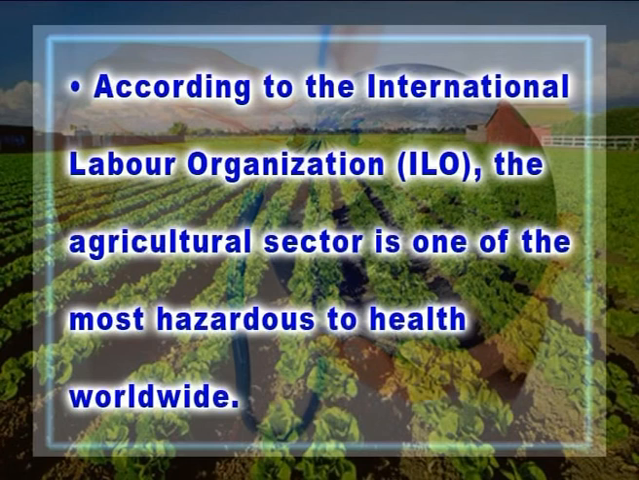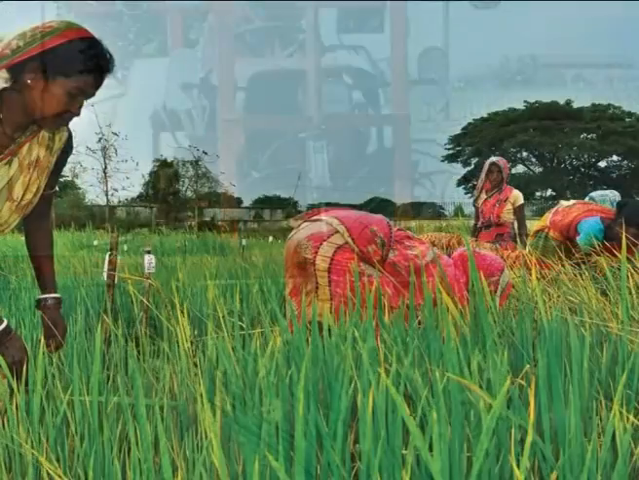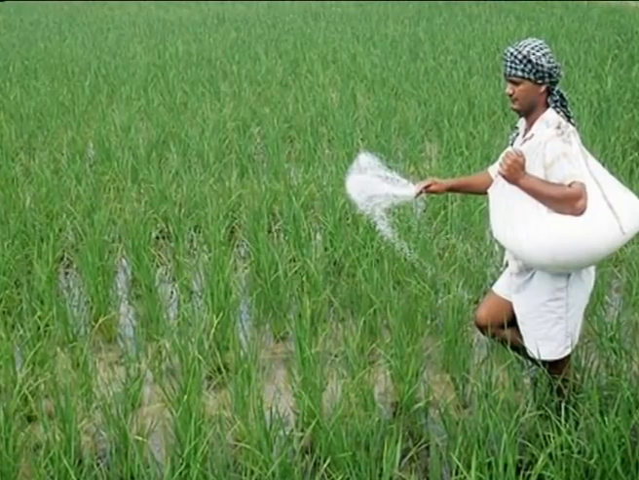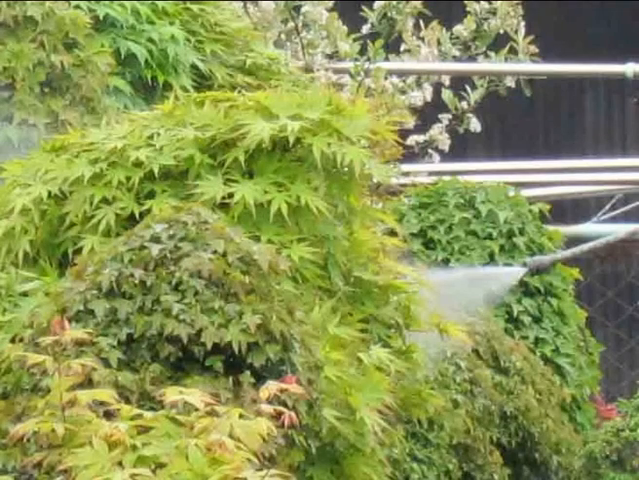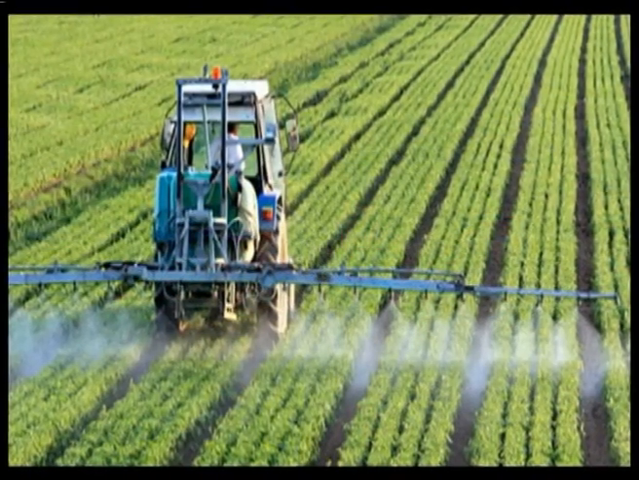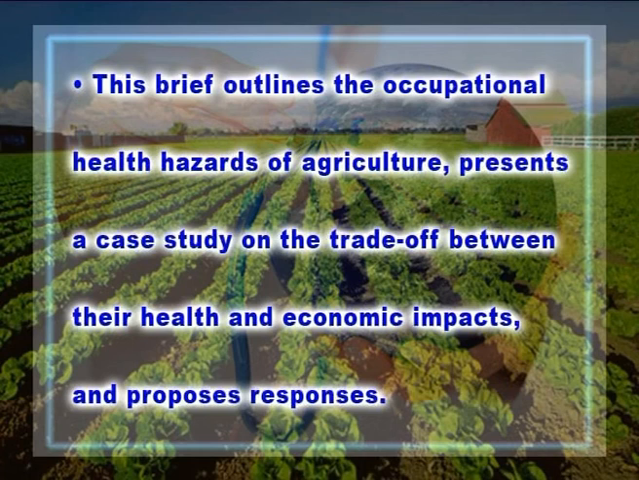According to the International Labour Organization, the agricultural sector is one of the most hazardous to health worldwide. Agricultural work possesses several characteristics that are risky for health: exposure to the weather, close contact with animals and plants, extensive use of chemical and biological products, difficult working postures and lengthy hours, and use of hazardous agricultural tools and machines. This brief outlines the occupational health hazards of agriculture, presents a case study on the trade-off between their health and economic impacts, and proposes responses.